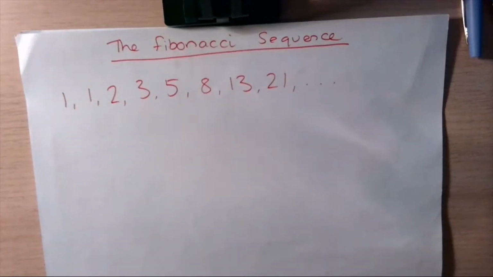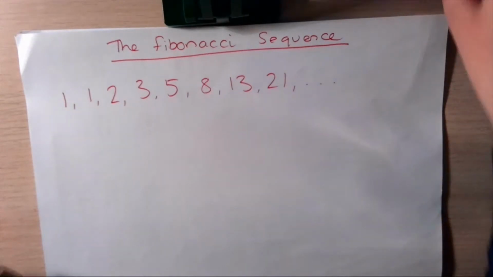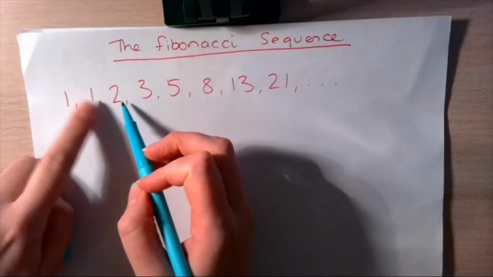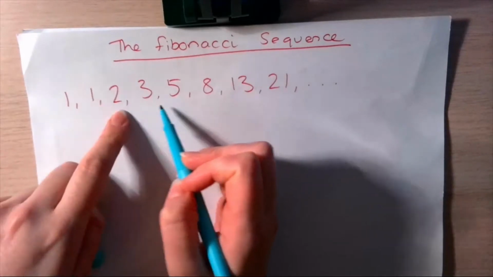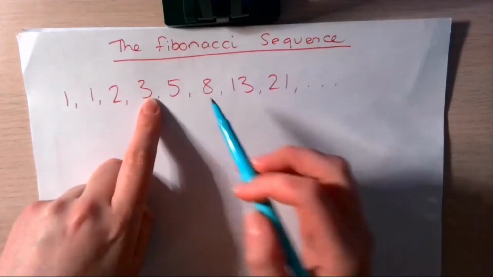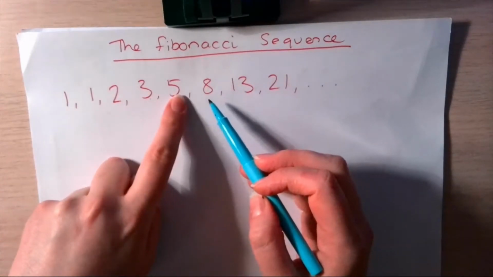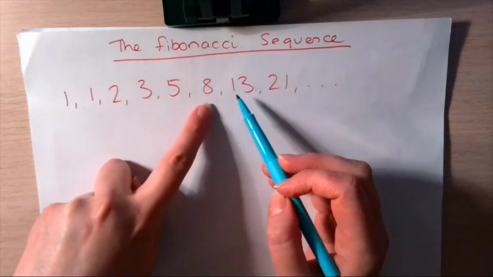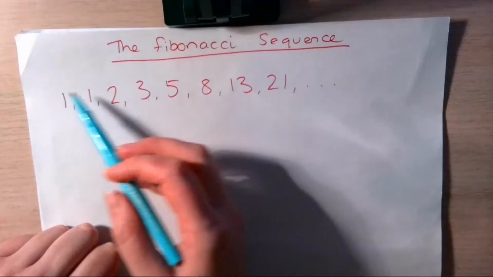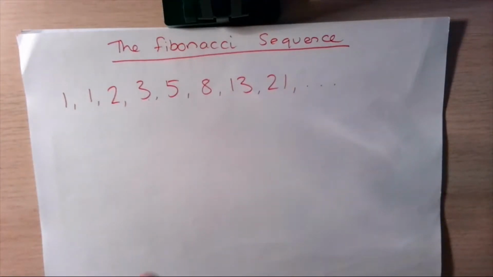Okay, so the Fibonacci sequence. As we've already discussed, the Fibonacci sequence is generated by adding every two terms together. So in this case we've done 1 add 1 gives us 2, 2 add 1 is 3, 3 add 2 is 5, 3 add 5 is 8, 5 add 8 is 13, and so on. Each term is the sum of the previous two terms, and that's how we do a Fibonacci sequence.